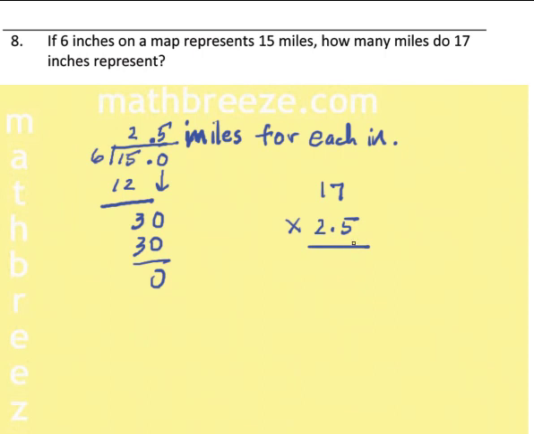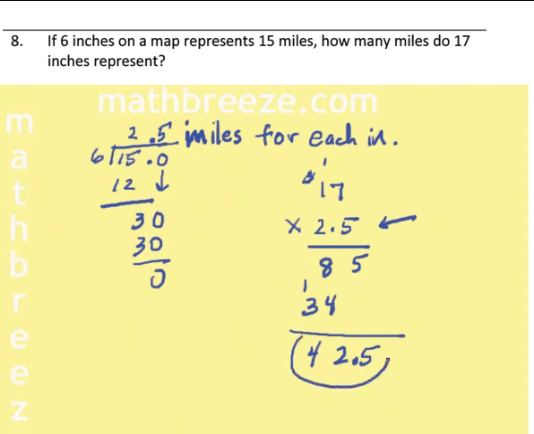Okay, so 17, 5 times 7 is 35. 5 times 1 is 5, and 3 is 8. Okay. 2 times 7 is 14. 2 times 1 is 2, and 1 is 3. Okay, let's add this. We have just 1 decimal place right there. So 17 inches represents 42.5 miles.